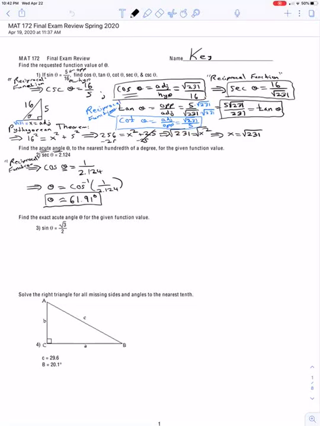All right, let's take a look at number 3. So we just finished number 2, where we were finding the angle theta given the function value using inverse properties.